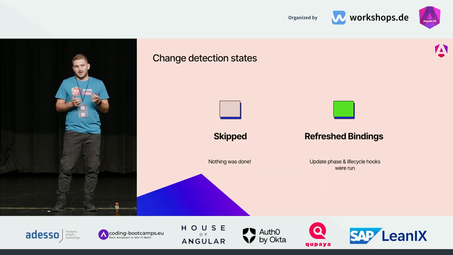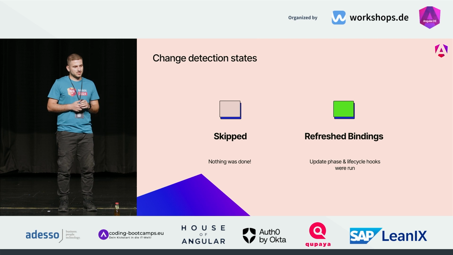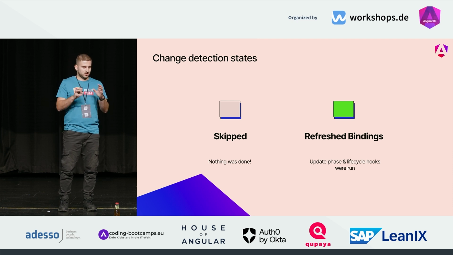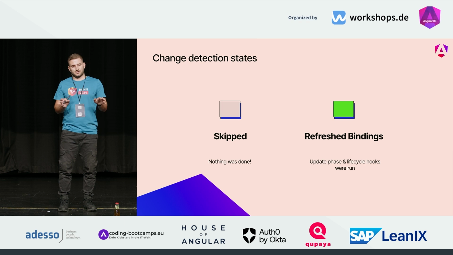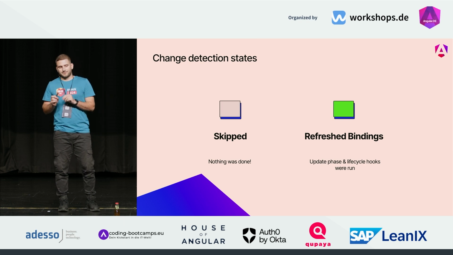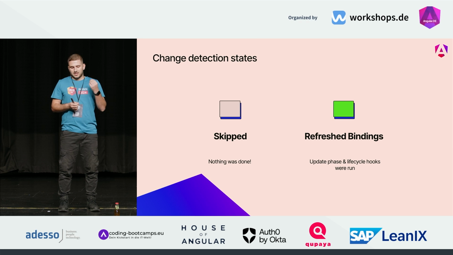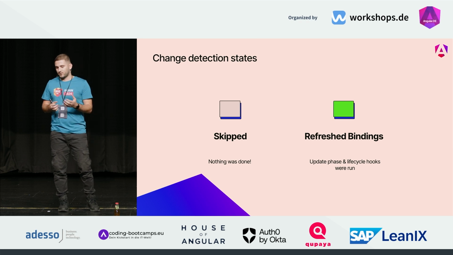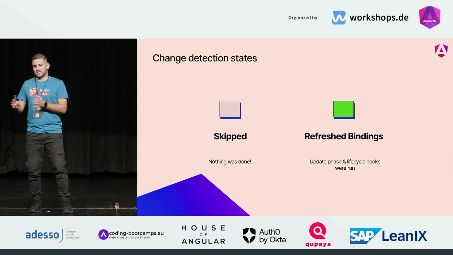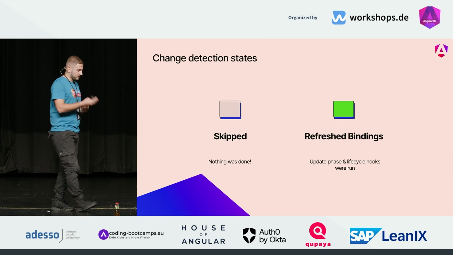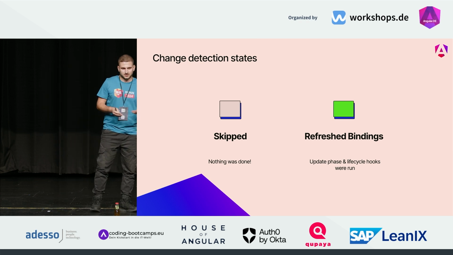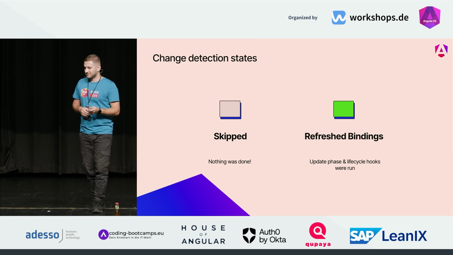So we have, by default, two change detection states, which is skipped. So there's this component that Angular did nothing with, so it's just there. And then we have refreshed bindings. And refreshed bindings means that we have Angular running the update phase for the component, but also all the lifecycle hooks: after view init, after content checked, after view checked. I don't remember the others, sorry.